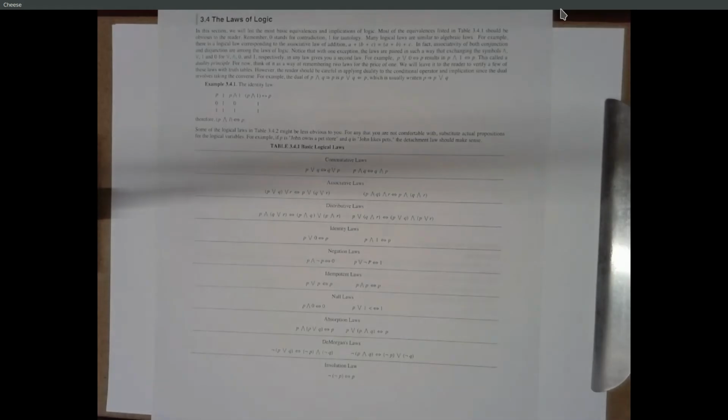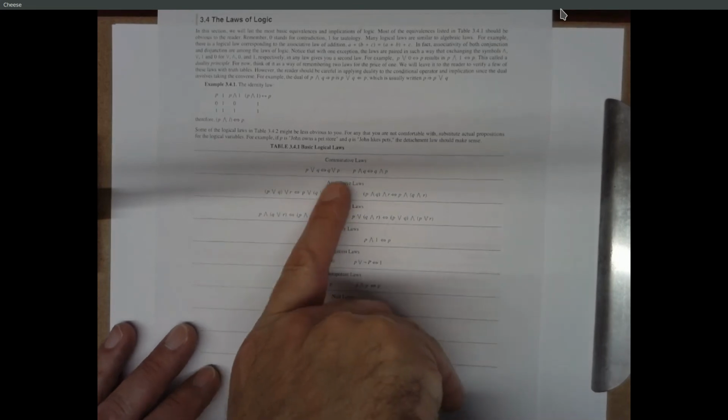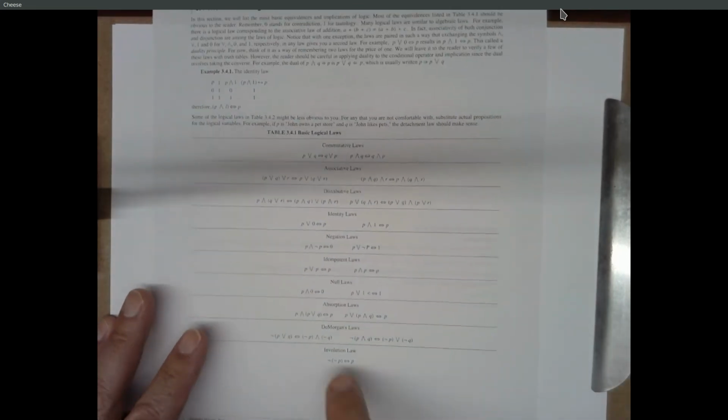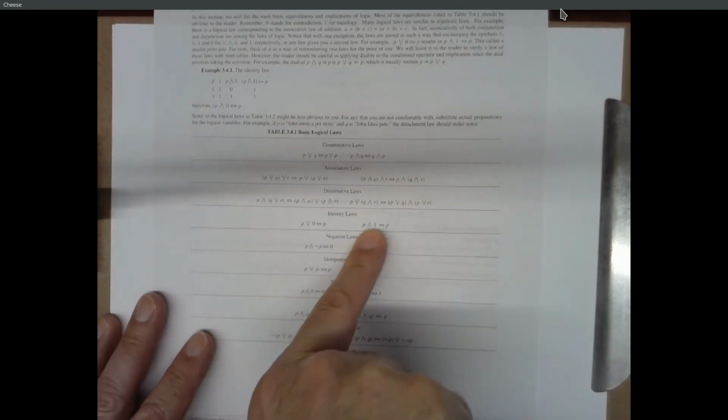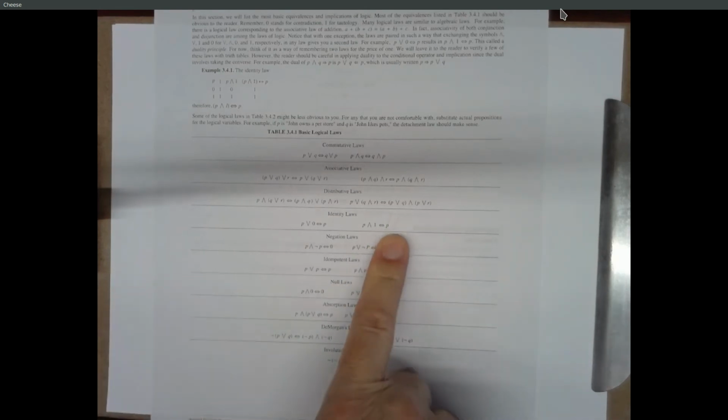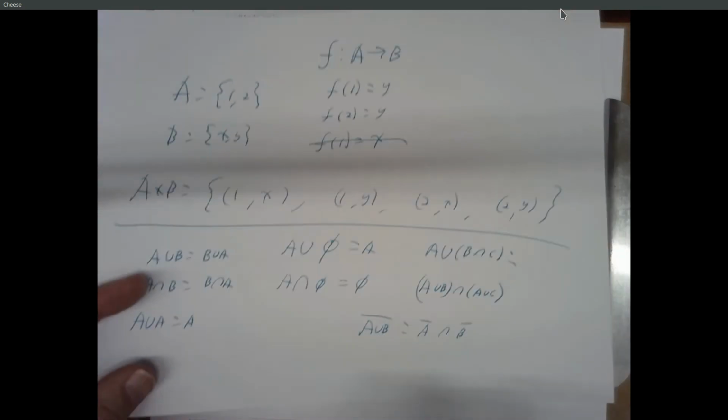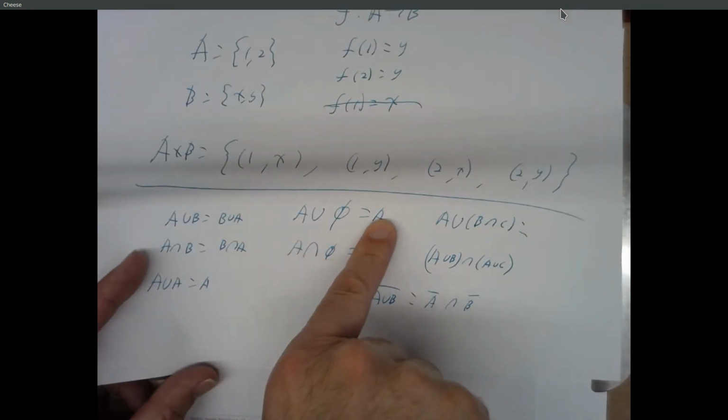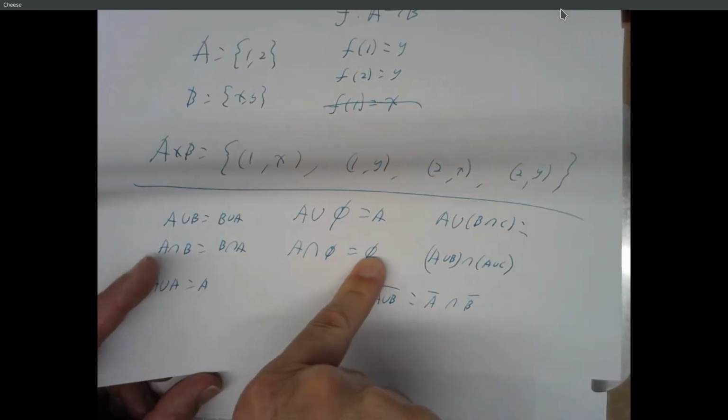And so there are these identities, right? P or Q is the same as Q or P. P or 0 is the same as P. P and 1 is the same as P. And A union the empty set is A. A intersected with the empty set is the empty set. P and 0 is 0, right? So these are analogs to those.